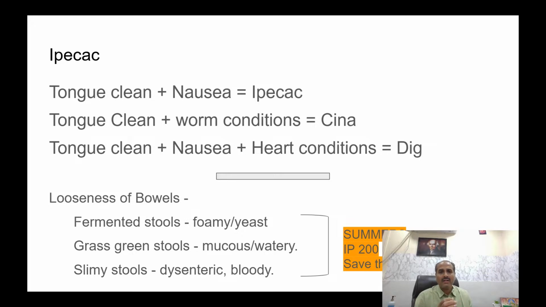And ipecac will be seen in nausea and clean tongue, whereas Cina will be employed, or we need to give Cina, in all cases where there is clean tongue and worm conditions or persistent nausea accompanying. Now, this is slightly difficult to understand because worm conditions are in themselves a challenge for a homeopath.